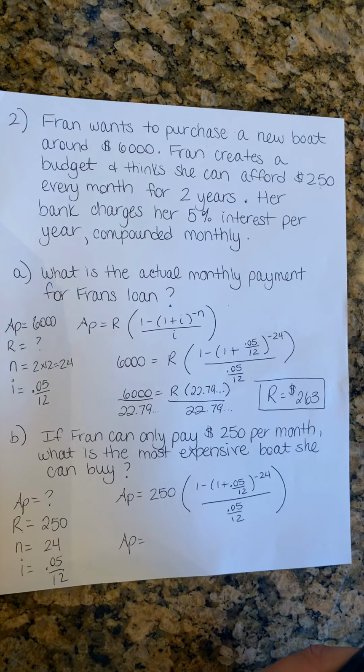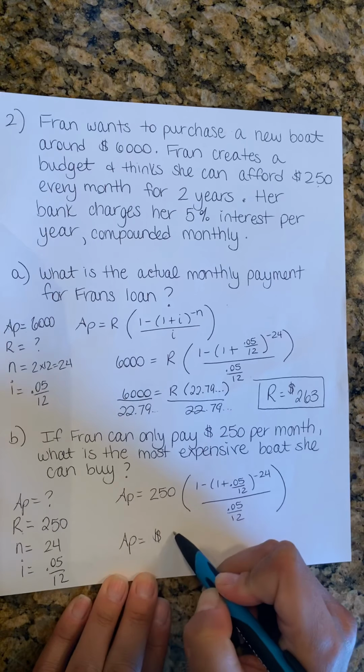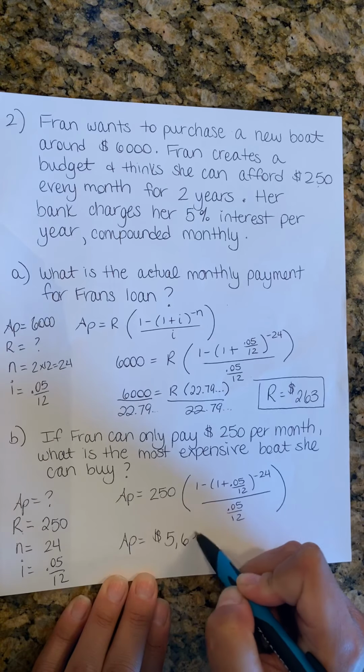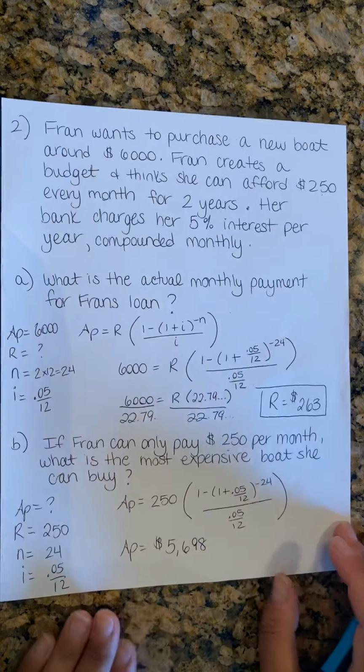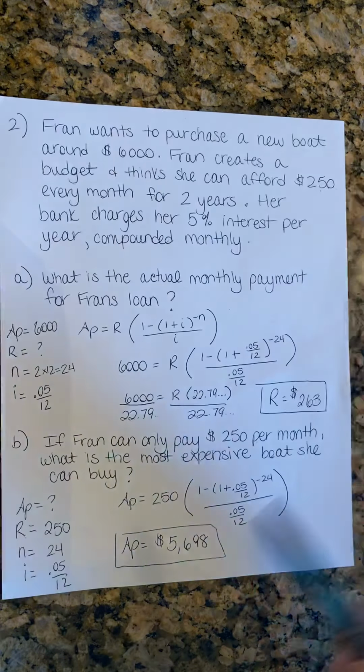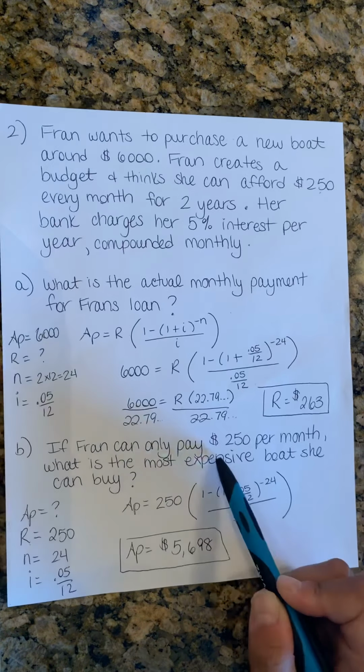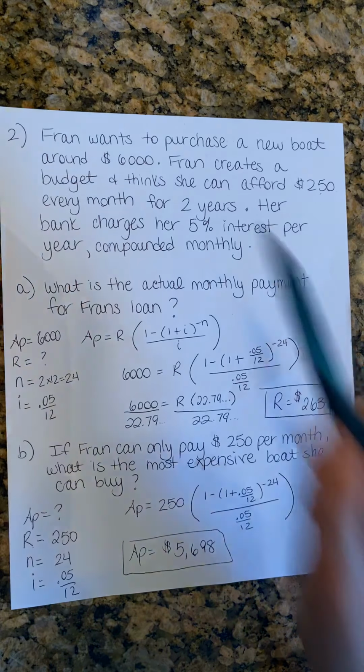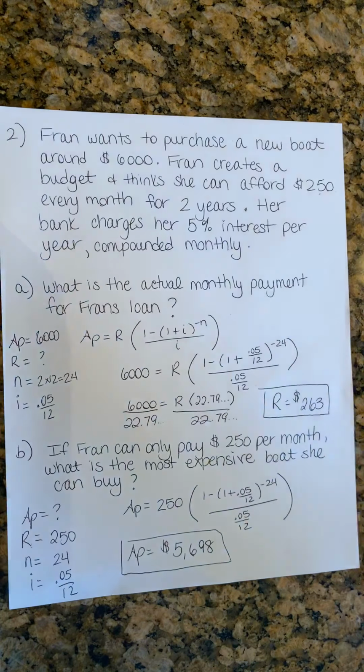Mine, of course, is not there, so I need to plug the parenthesis in. Add 1. So 22.79 was the number, and now I'm going to times it by 250, which means the boat she can afford is $5,698.4, so we'll leave it as $5,698. So close to a $6,000 boat, but a little less because she only wants to pay $250. If she did get the $6,000 boat, her payment would be $263, which is $13 over her budget.